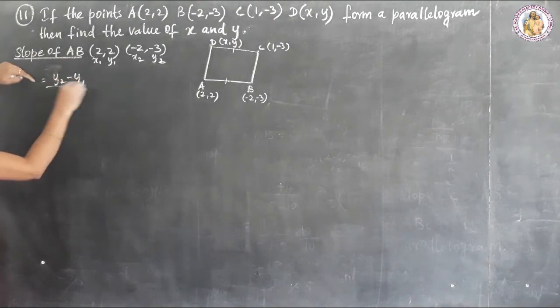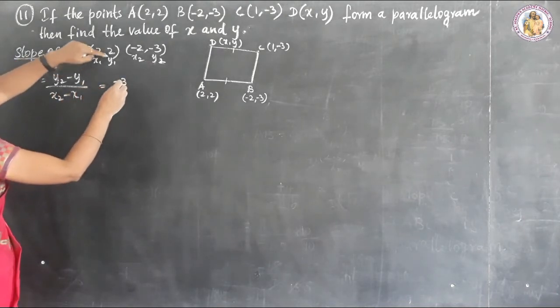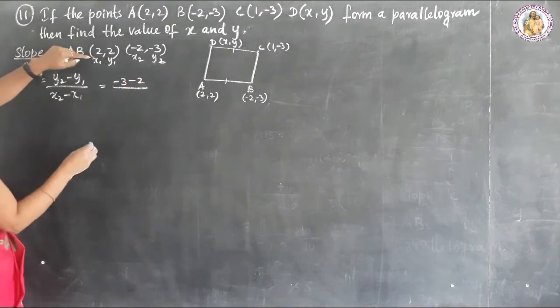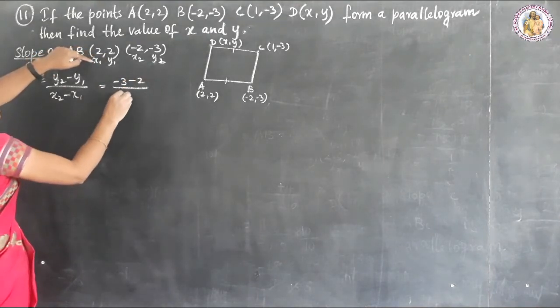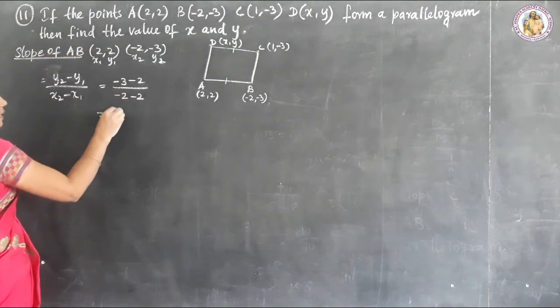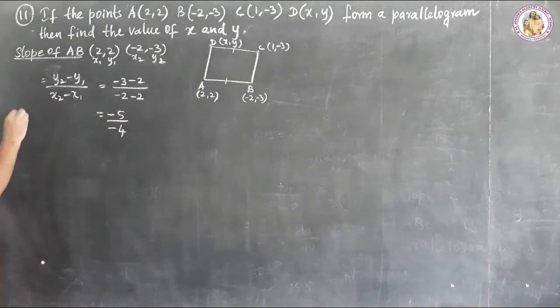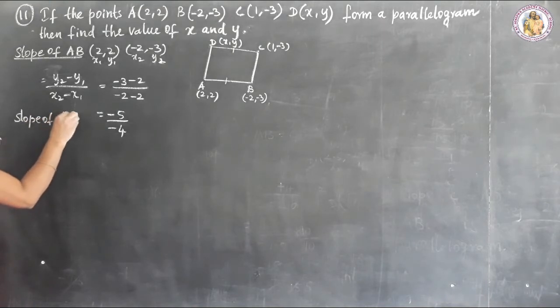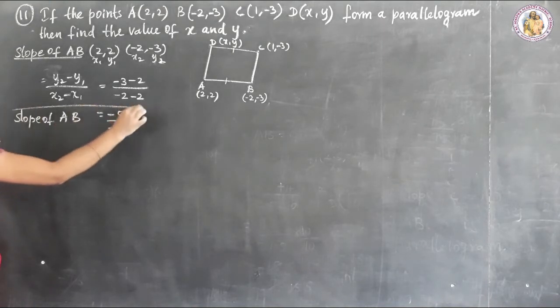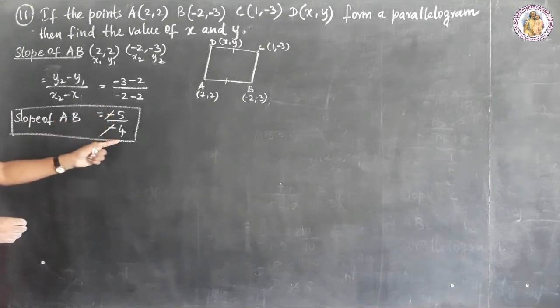Slope is y2 minus y1 divided by x2 minus x1. Here y2 is minus 3 and y1 is minus 2, divided by x2 minus 2 minus 2, which is minus 5 by minus 4. Same sign, so it becomes positive. Therefore, slope of AB is equal to 5 by 4.